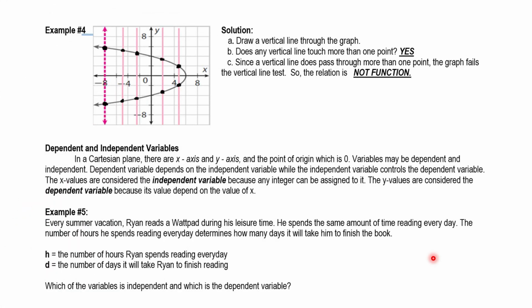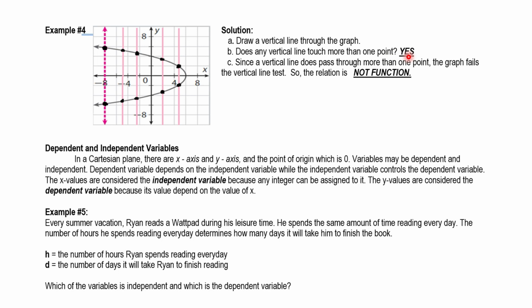Example number 4. So this is our graph. This is the given graph. First step, again, let us simply draw a vertical line to the graph. So, draw these vertical lines. After drawing the vertical line, let us check how many points our line touches. Does any vertical line touch more than 1 point?